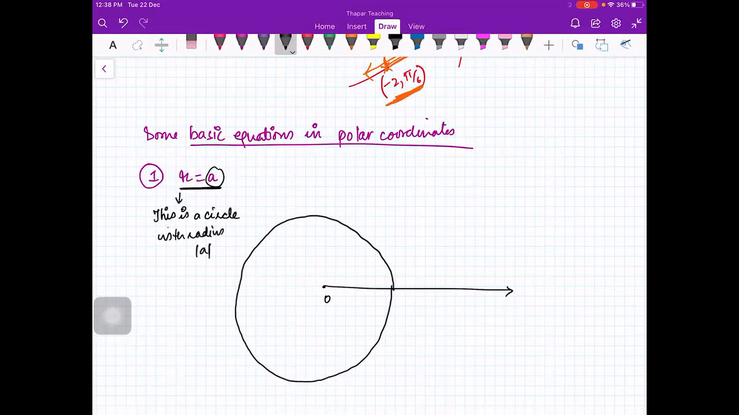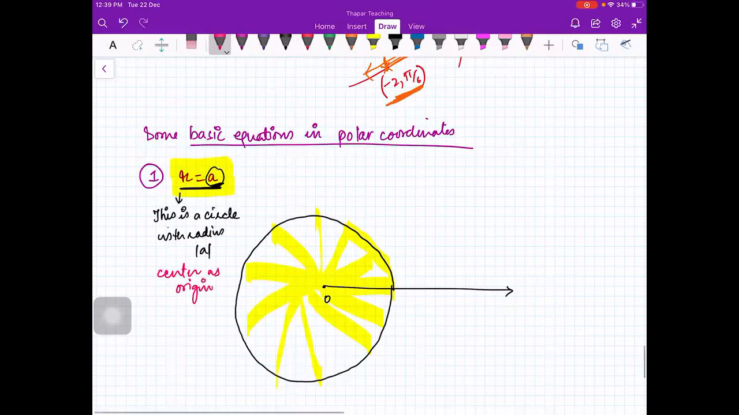Radius mod a actually. This can be negative also, because I told you the meaning of negative r. So whatever it is, this is a circle with radius |a|. Is that clear? Everybody, do you understand why this is a circle? There is no restriction on theta. Theta can be anything, but r is fixed. Since r is fixed, whatever the value of theta, you will be at a constant distance from the origin. Whenever you are at a constant distance from the origin, you will always have a circle. That is why this is the equation of a circle with radius a and center at the origin.